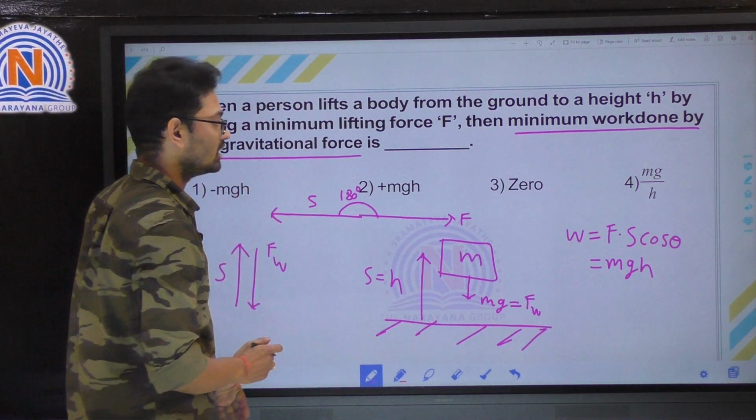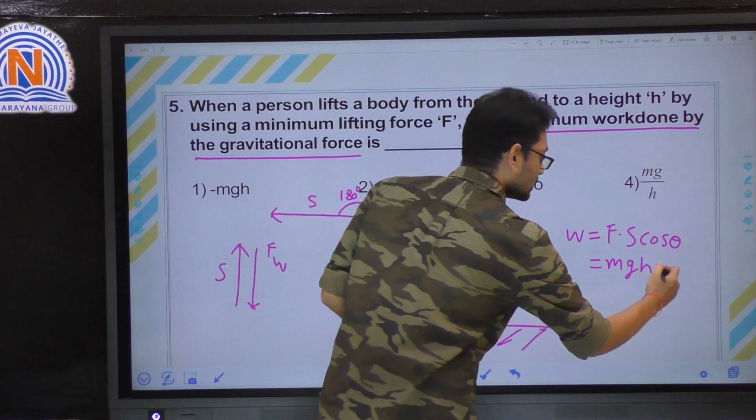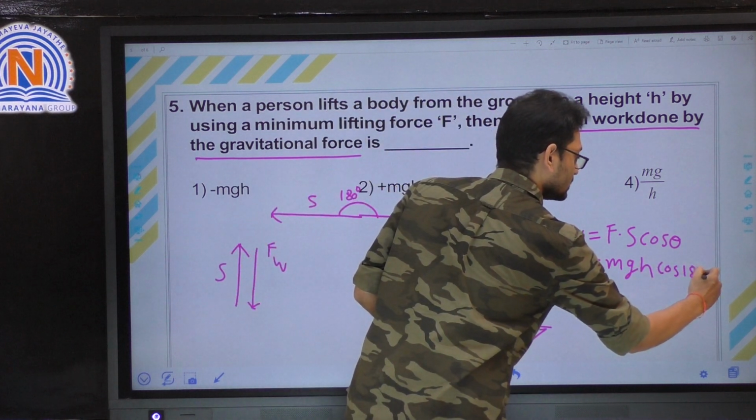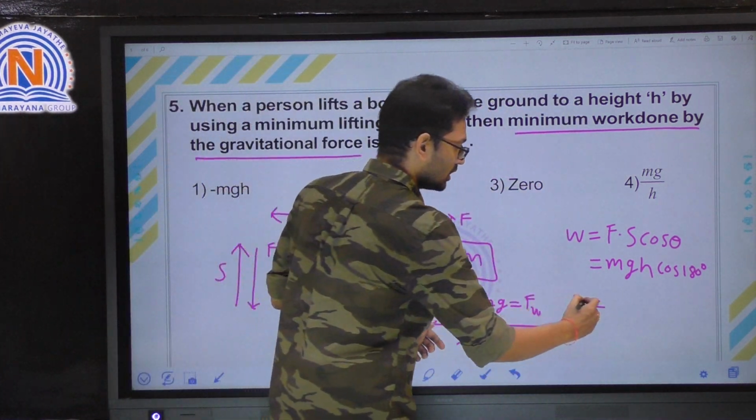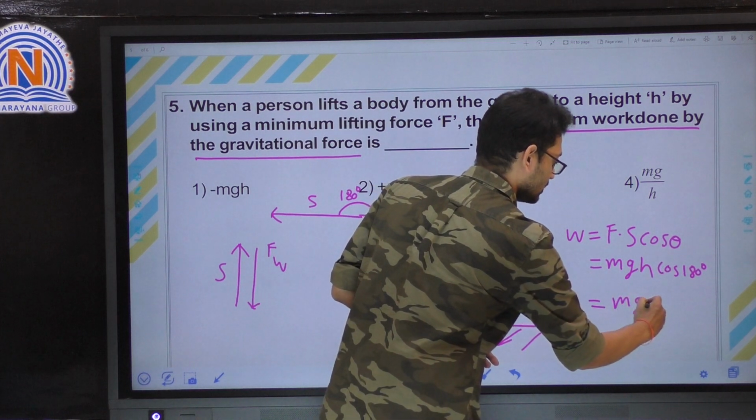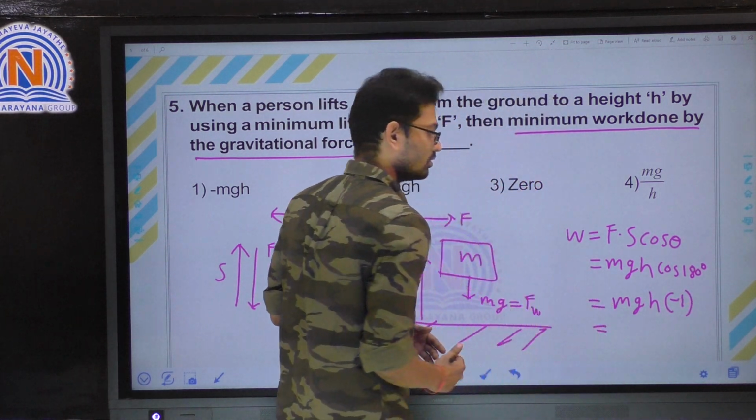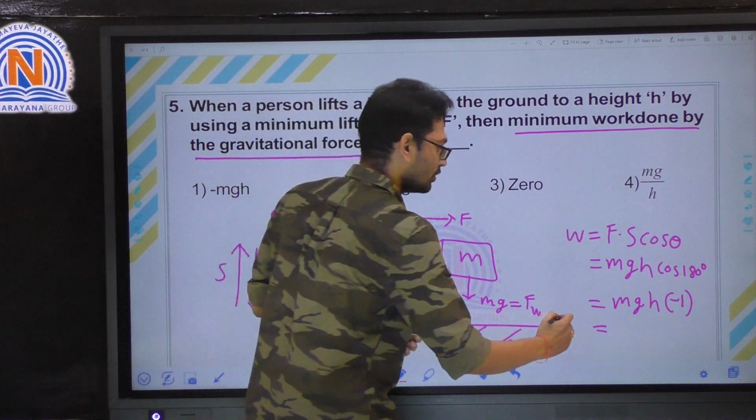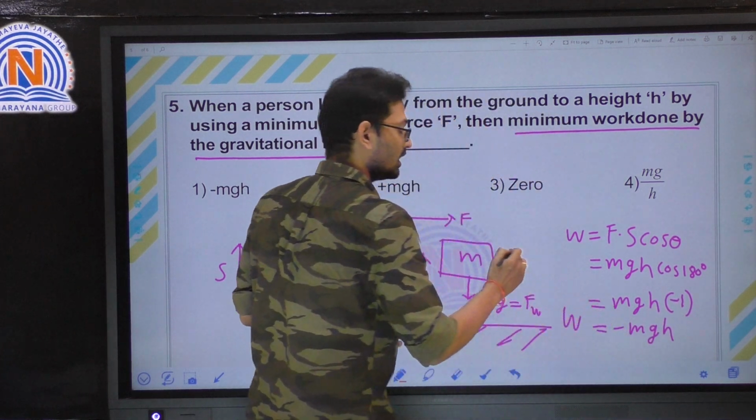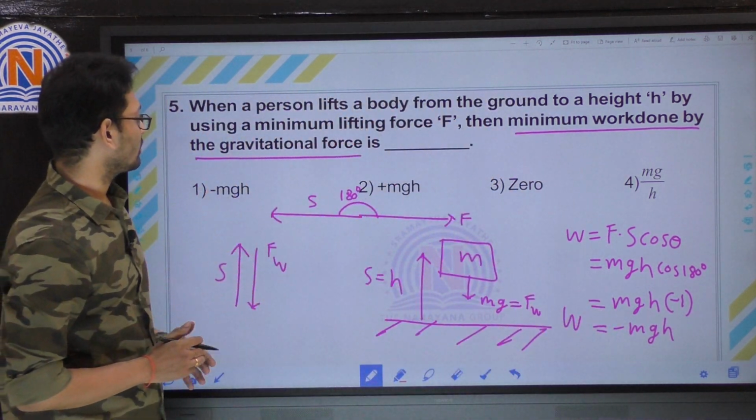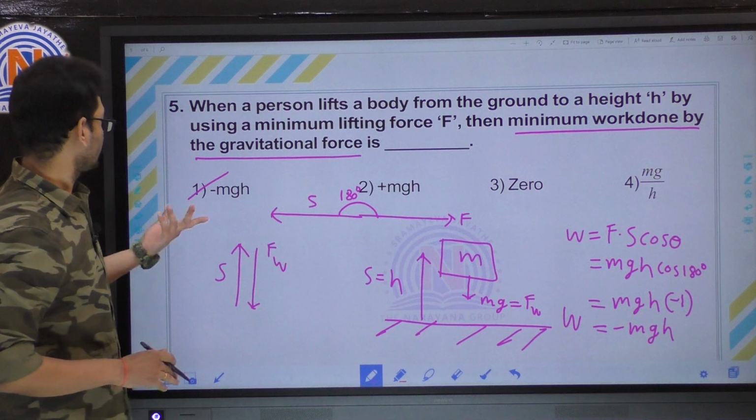Now if the angle is 180, the work done, if you substitute, the force is mg, displacement is h, and cos theta is cos 180 degrees. Cos 180 is minus 1. So mgh into minus 1 is going to give you minus mgh. So your work done is a negative work done, equal to minus mgh. First option, right? So the fifth question is done.